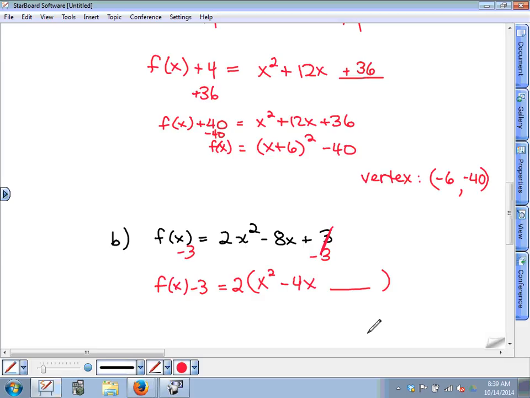So, what's the value that completes the square, the perfect square trinomial? You're saying 4? Where'd 4 come from? Positive 4, right? Where'd you get a positive 4? B over 2 squared? All right.